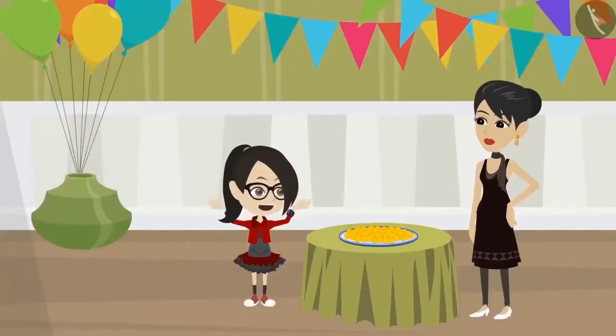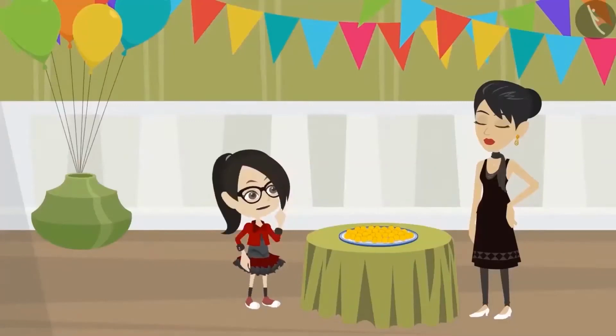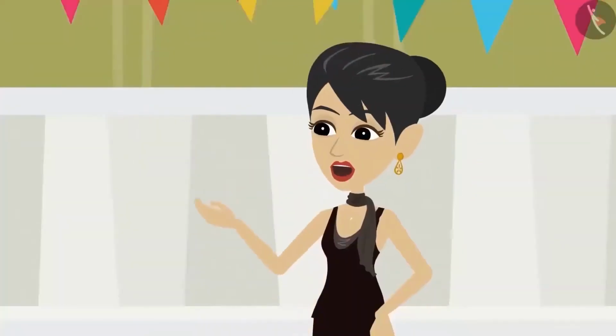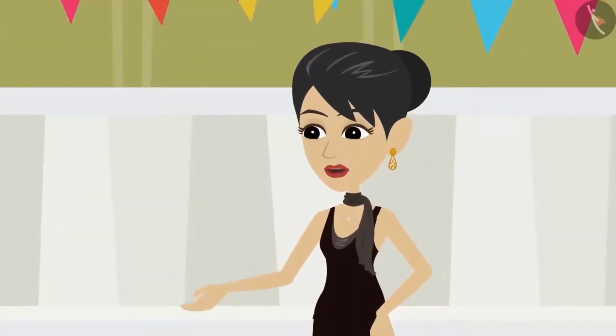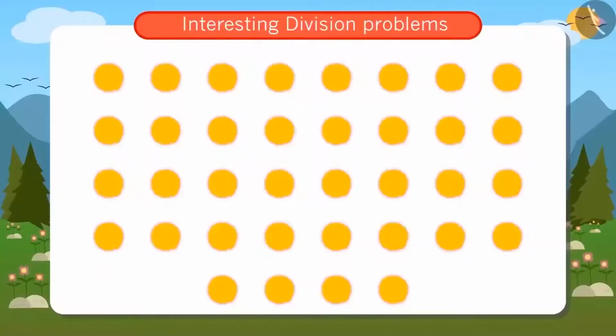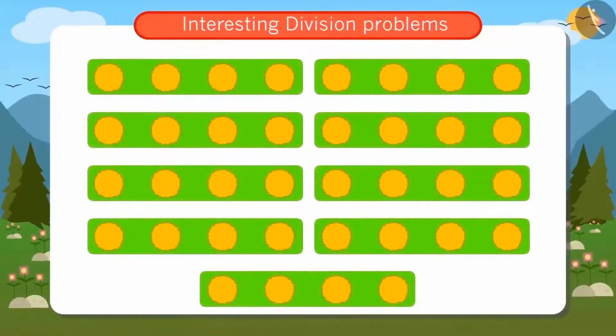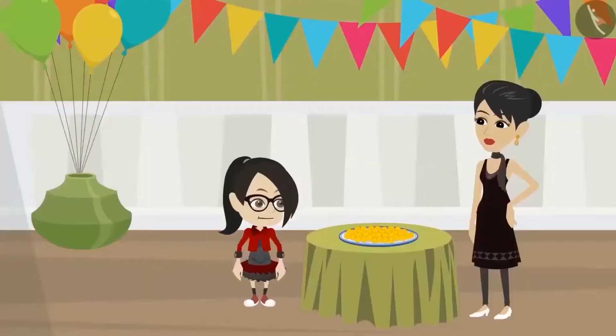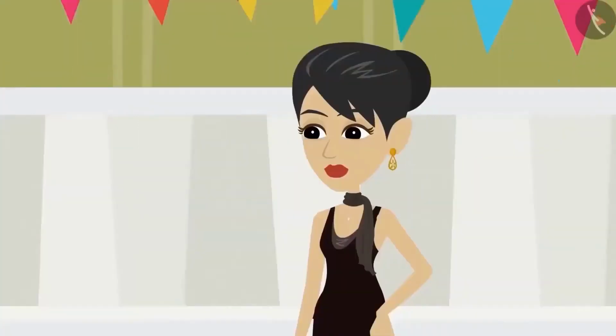Mummy, how did you find the answer so quickly? It took me so long to do it. I used division and found out. How did you do it? I put the laddus in groups of 4 and then counted the number of groups. But how did you divide it?